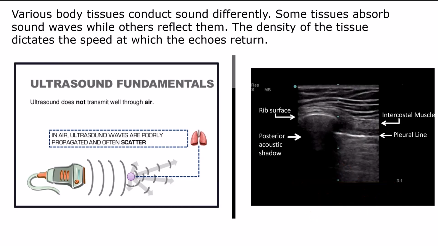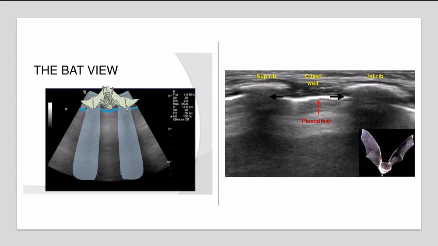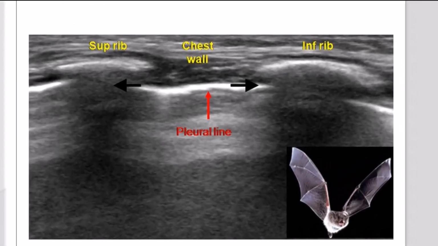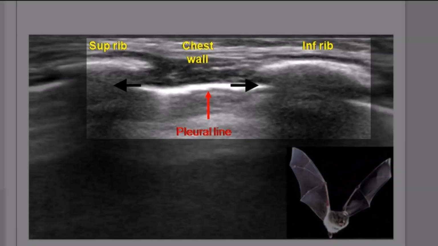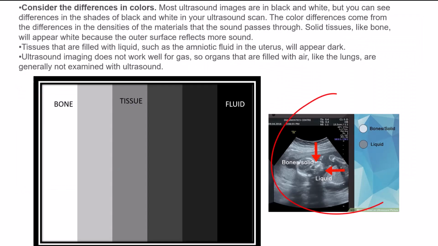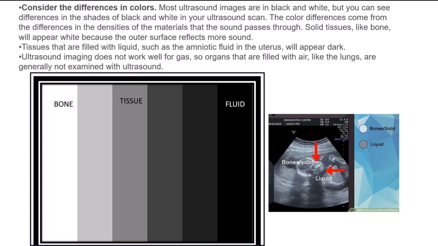The ultrasound transducer or probe both sends out the signals and receives the signals in return from the body. A demonstration of this is what we call the bat view. Obviously, the shades of gray or shadows look like a bat. We can see the superior rib, the inferior rib, and the chest wall in between, including the pleural line. No, this is not a chest ultrasound, but an ultrasound of a fetus. We want to use that as a demonstration to take a look at the difference in the shades of gray from bone to tissue to fluid.